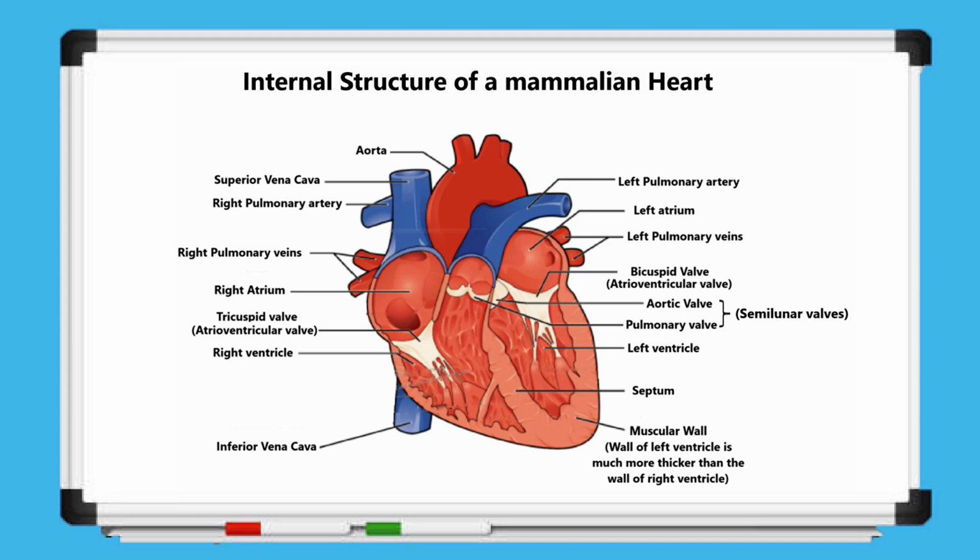In this cross-sectional view, the heart is open to reveal the features inside, allowing us to clearly observe the chambers, valves, major vessels, and the muscular walls that support its function. This diagram highlights several key features that help us understand how the heart works from within.